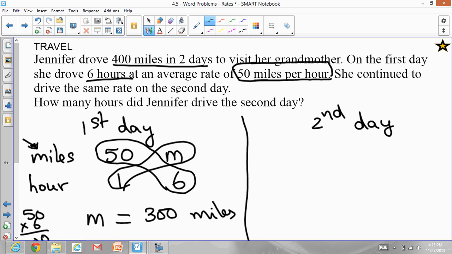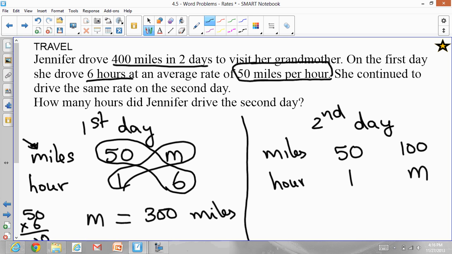She continued to drive the same rate on the second day. So let's go for miles and hour. Once again, she's going at the same rate. She's once again traveling at the speed of 50 miles per hour, which is what you see on the side of the road that says 50 miles per hour. In 1 hour, you can travel 50 miles. That is what it means. Now she has done 300 miles. So look at the total distance she has to cover. 400 miles is the distance. So she still has 100 miles more to cover. 400 minus 300 to give you your 100.